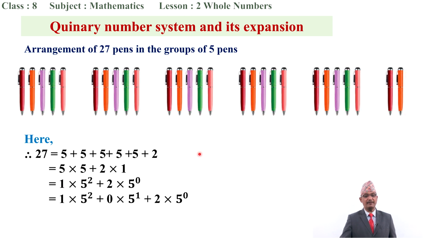And why have we arranged in the group of 5? Because we have discussed in an earlier slide that in the quinary number system we have 5 digits, that's why we have arranged in the group of 5. In the binary number system we have only 2 digits, 0 and 1, that's why we arrange them in the group of 2.